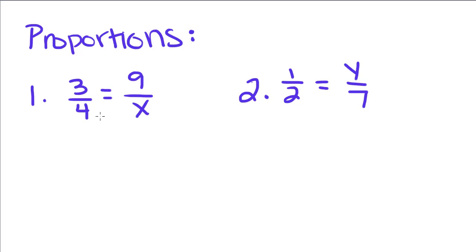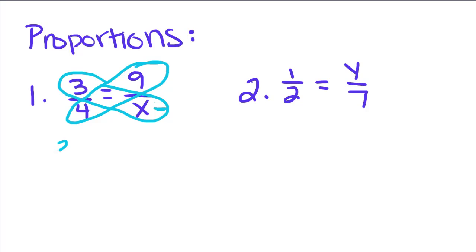And a proportion is always going to be set up like this. You have a number over another number equal to a number over another number. When we solve proportions, we're trying to find out what value of x makes this proportion true. So to solve this, we're going to cross multiply. So we multiply 9 by 4 and 3 by x. So we have 3x is equal to 9 times 4, and 9 times 4 is 36.